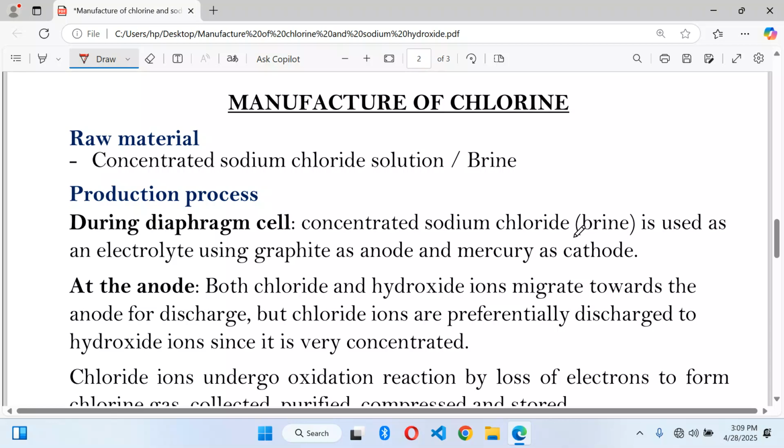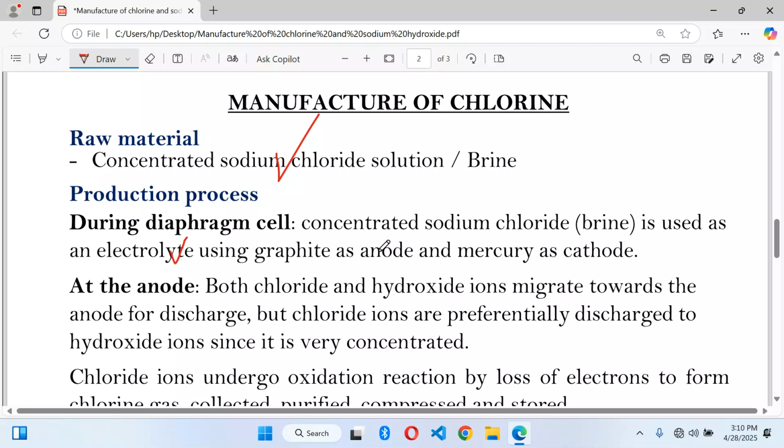So the raw material, we are saying it is concentrated sodium chloride solution, also the one we are calling brine. You get all your scores on raw material. In the production process, for sodium hydroxide we said the Mercury cell, but here we are saying the diaphragm cell. We shall get to know why diaphragm cell. So we're saying that during the diaphragm cell process, concentrated sodium chloride solution, which is brine, is used as an electrolyte.